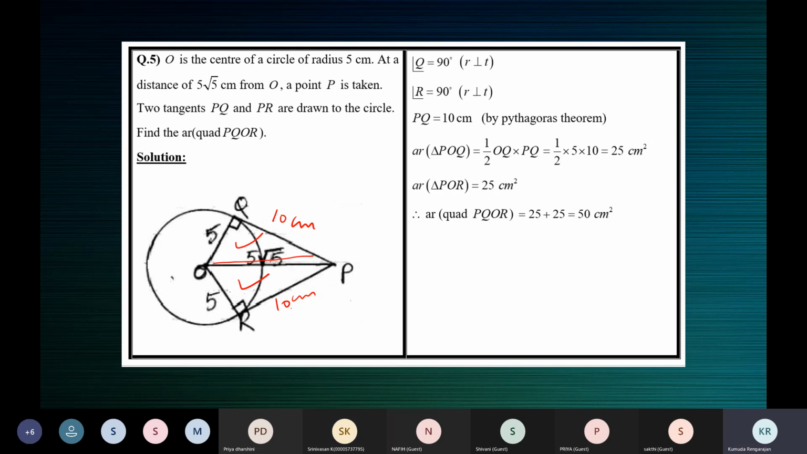5 root 5. Yes. What is the value of root 5, Srinivasan? I'm not sure, it's more than 2. That's a good answer. 2.234. It's more than 2, right? Yes, ma'am. So 5 into 2.234 will be more than 10. Thank you for that question, Srinivasan. So 5 root 5 is equal to 5 into 2.234. We don't have to find the value. 5 into 2 itself is 10, so 5 into 2.234 will be more than 10. That's enough. Correct, okay, Srinivasan? Yes, ma'am.